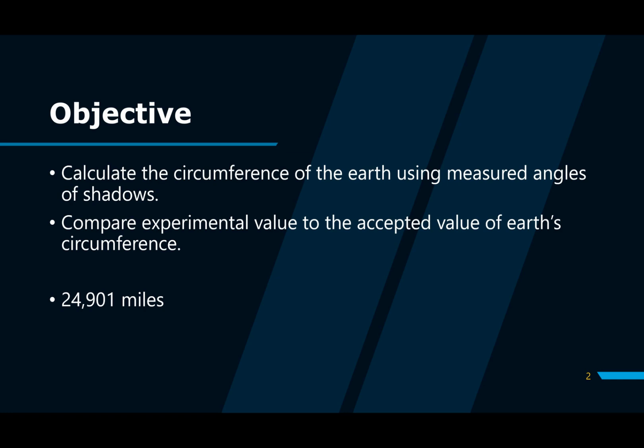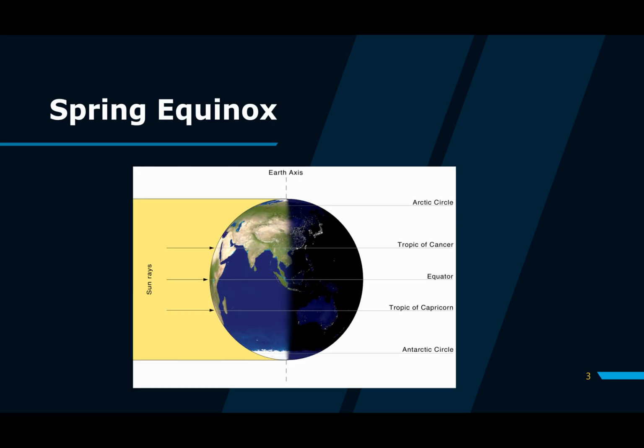The objective is to calculate the circumference of Earth using measured angles of shadows, and then compare that experimental value to the accepted value of Earth's circumference, which is 24,901 miles.